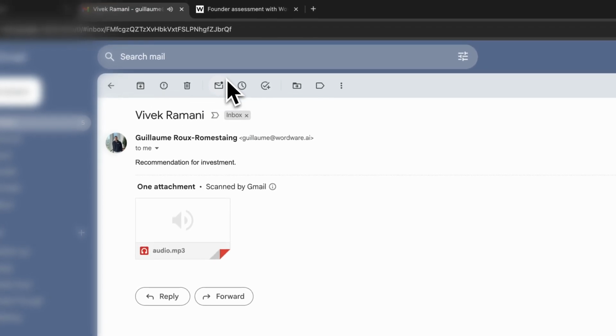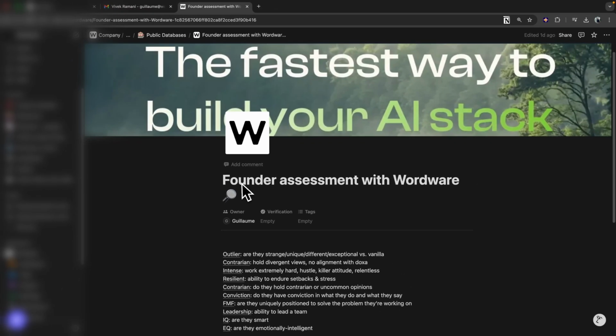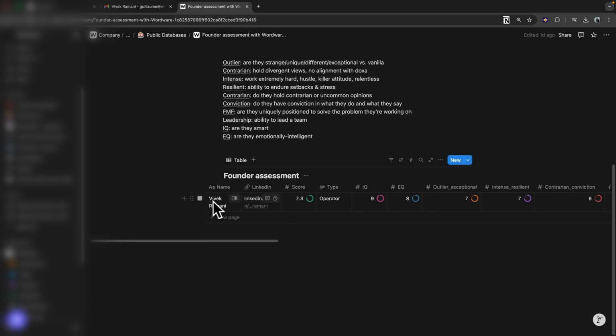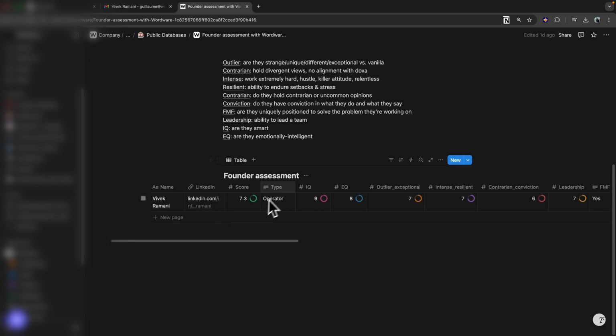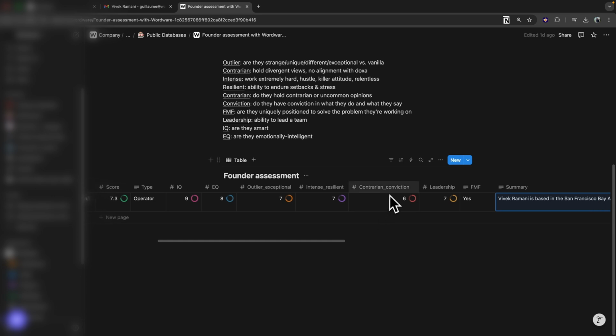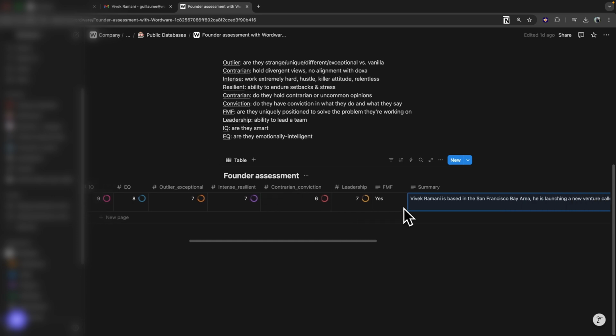And the last output really is the Notion database where I would have all of the founders I assess. And so here, as we can see, the app has added Vivek, the founder. It's added a LinkedIn URL as well for me to check. And then we've got an overall score, which is an average of all those scores here, which are the things that we were assessing. So IQ, EQ, whether that person is exceptional, resilient, contrarian, has good leadership skills and founder market fit. And then we have a summary as well.